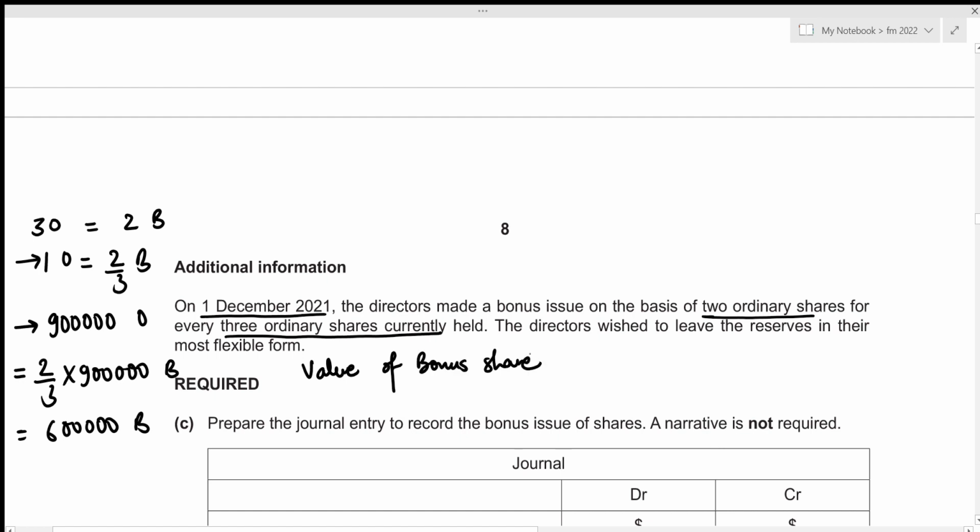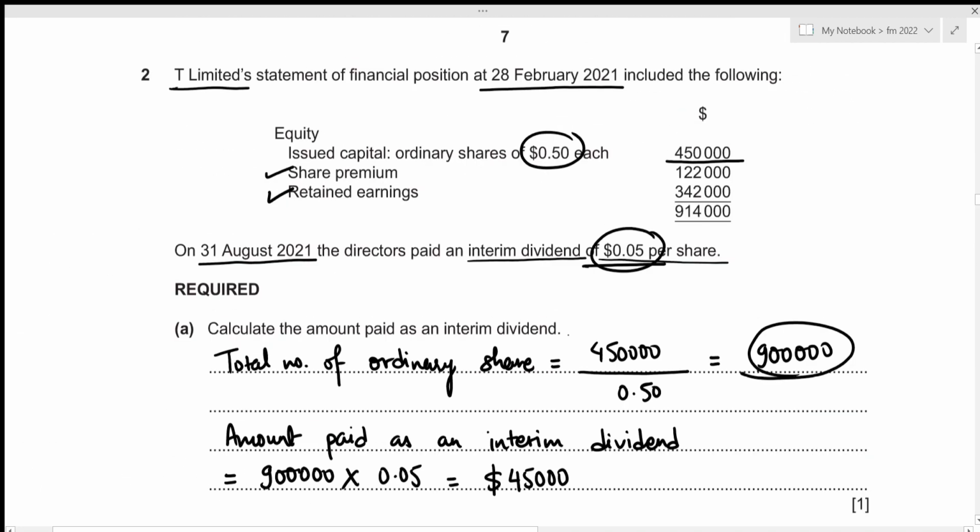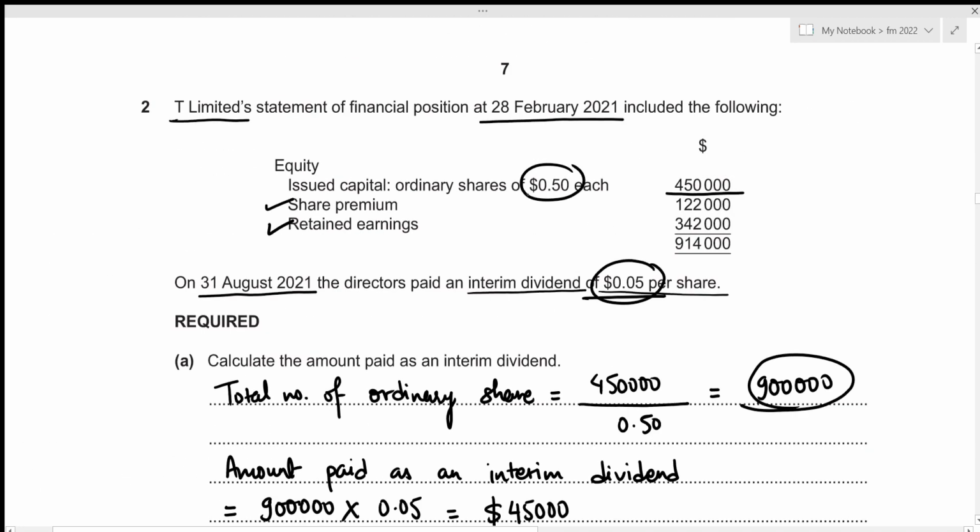And always remember that bonus shares cannot be issued at a premium. So whatever the nominal rate is, bonus shares will be issued at that particular rate. So let's have a look above. We can see that our nominal rate for the ordinary share is 0.50. So our bonus shares will also be issued at this particular rate.